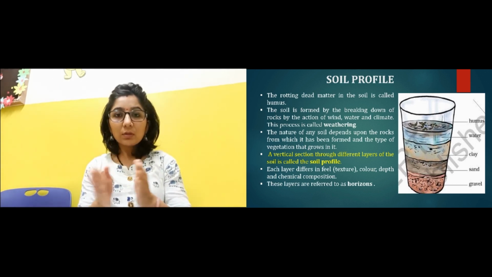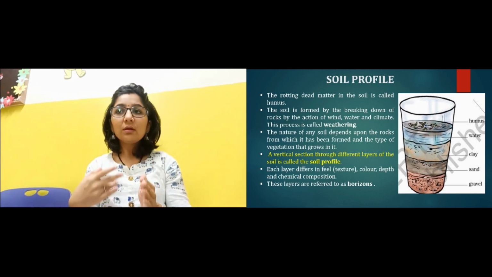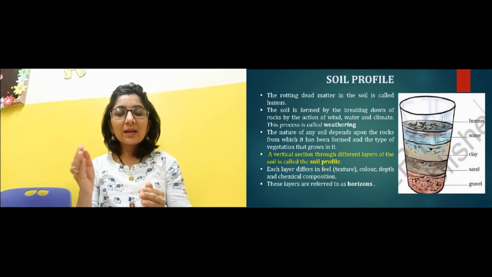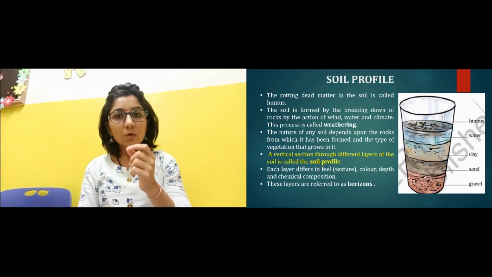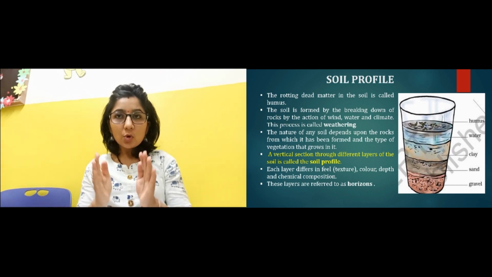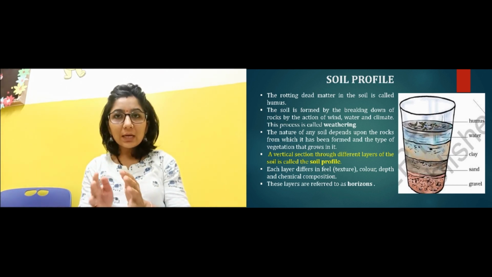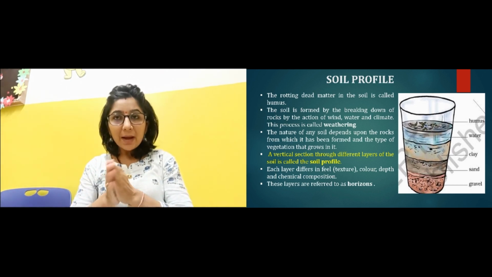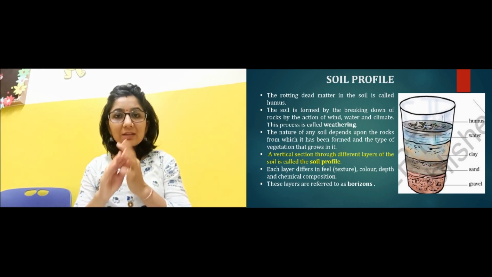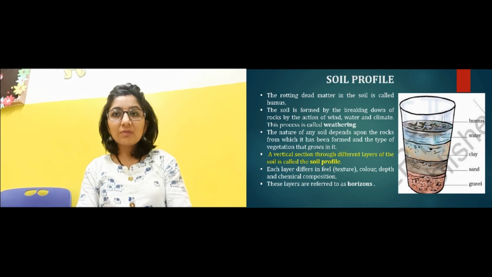Rocks break with the action of wind, water or climate, and the rock will break into small pieces, small particles, and that is what will make soil. This process is called weathering. The soil is formed by the breaking down of rocks by the action of wind, water and climate, and this process is called weathering.